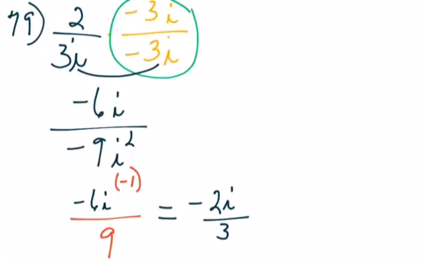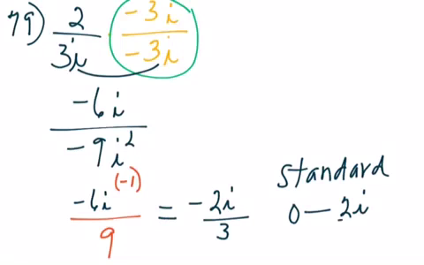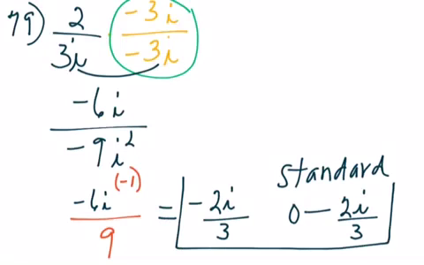The instructions said to put it in standard form. So in standard form, you must have a real and imaginary part. So that would be 0 minus 2I over 3. I will not count either one of these incorrect, but you could run into a professor who would. So be sure you read the instructions.